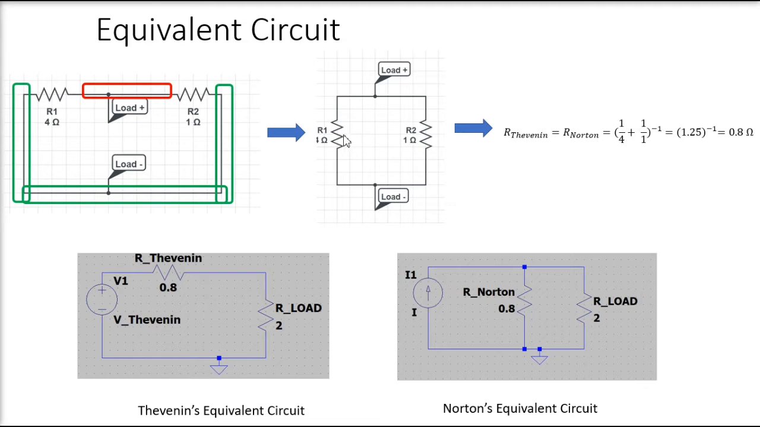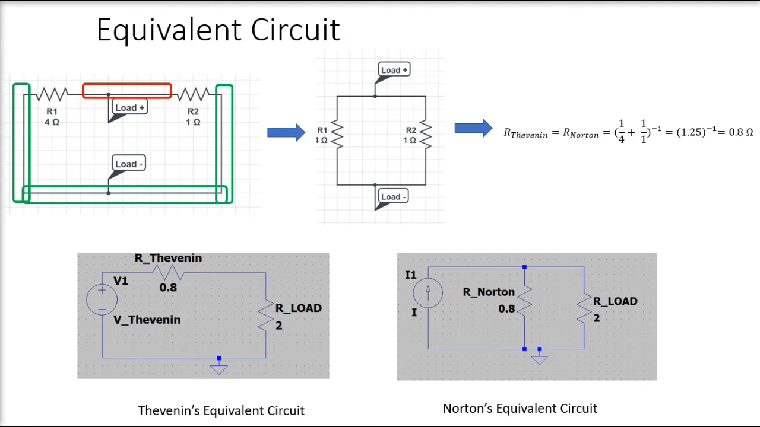From here we can easily say that the R1 resistor and R2 resistor are both in parallel. So I just calculated the equivalent resistance across the load terminal, right, which is my R Thevenin or R Norton. After calculation, I found it to be 0.8 ohms. If I want to represent it as a Thevenin equivalent circuit or a Norton equivalent circuit, this is how my equivalent circuits would stand. As you can see, my R Thevenin and R Norton are both equal. So this is the circuit combination for the Thevenin equivalent circuit, and this is for the Norton equivalent circuit.